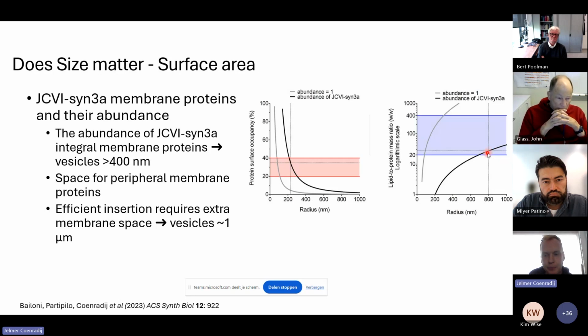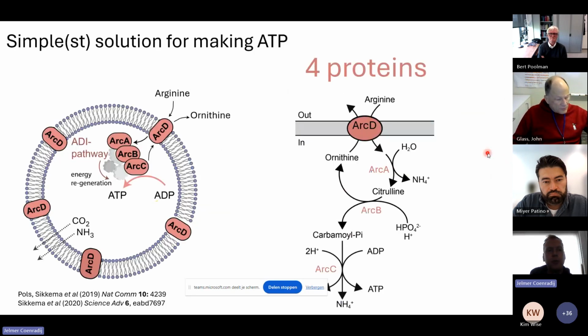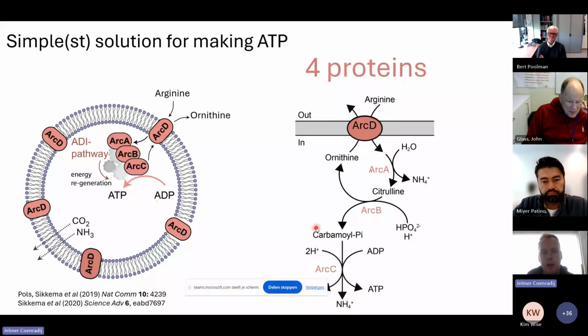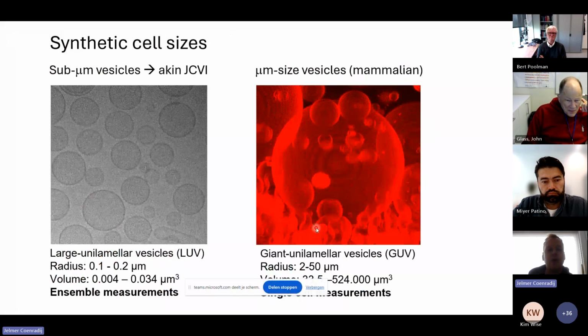So what I would like to do is to present the work that I did on the ADI pathway, the arginine breakdown pathway. It's the same pathway that Bert has already presented, consisting of 3 soluble proteins and a transporter. The transporter imports arginine, which is then converted on the inside via 3 enzymatic steps into ornithine and ATP. The ornithine is again exported by the same transporter, and in that way we can have an out of equilibrium metabolic pathway.